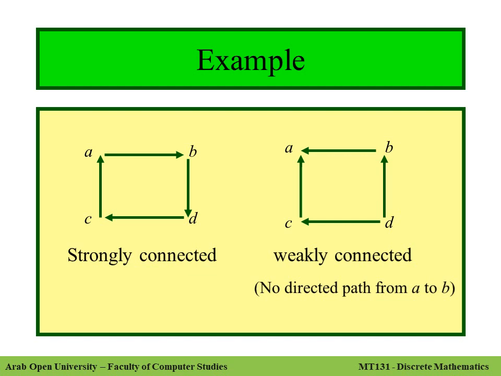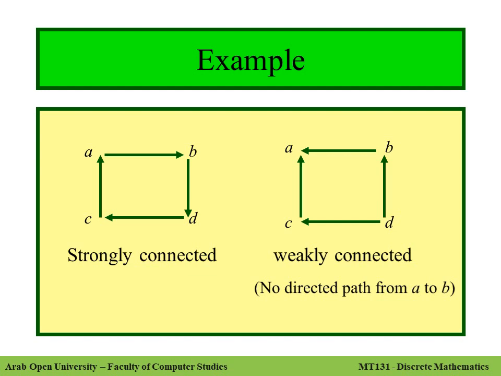Here is an example. The graph to the left is strongly connected. If we take any two vertices, there is a path going both ways. For example, if we take A and D, there is a directed path from A to D, and there is a directed path from D to A. Between any two vertices, there is a path that goes both ways. The graph to the left is strongly connected.